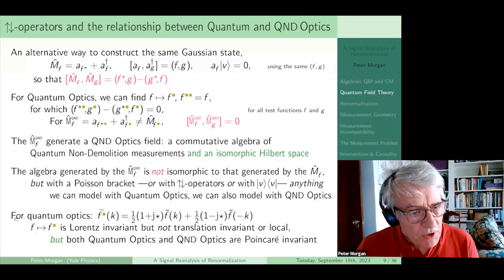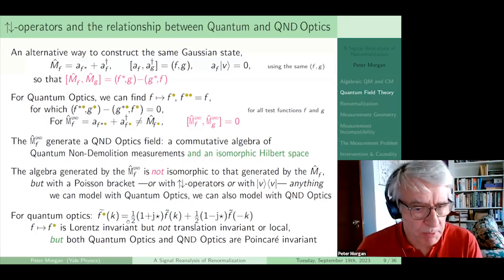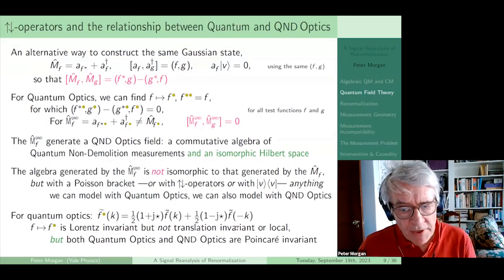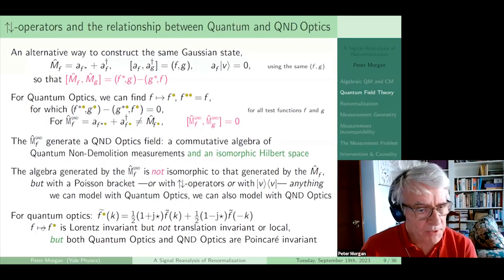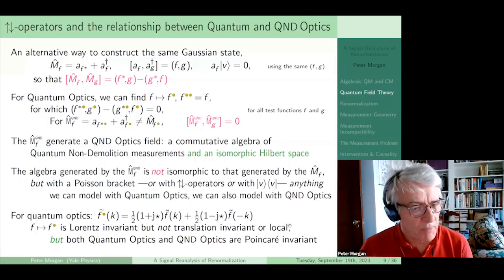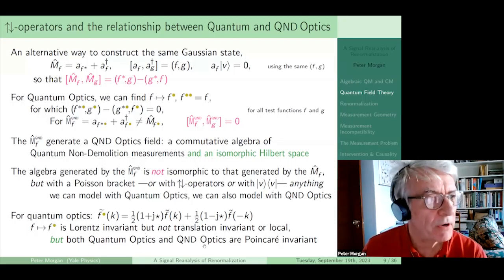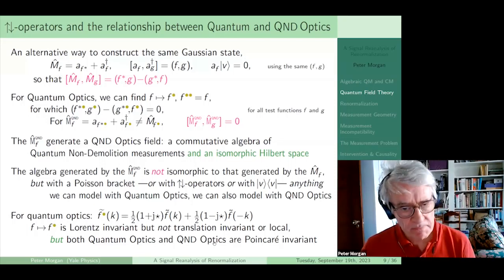So, to be absolutely specific about the bullet involution here, there are multiple possibilities. One possibility is to project to the left and right helicity components and change one of those two components in this way, introducing a different relationship with negative frequencies. This bullet involution is Lorentz invariant, but it's not translation invariant or local. But that doesn't matter, because quantum optics and QND optics are both Poincare invariant. So this is not something we ruled out because it's not Lorentz invariant.